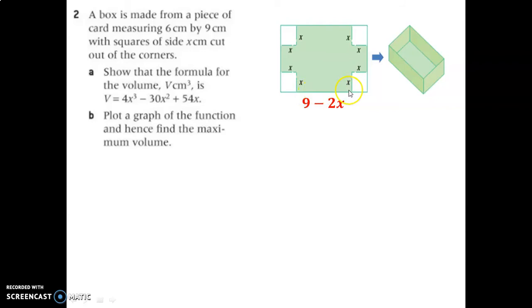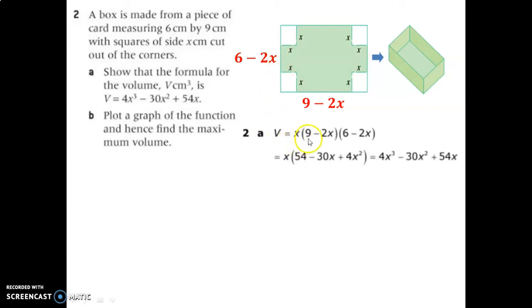So from here to here must be 9 minus 2x. And over here, likewise, we have 6 minus 2x because the entire length was 6, and we're cutting away this piece and this piece. So the remaining length here is 6 minus 2x. Great, so our volume then is x times (9 minus 2x) times (6 minus 2x).